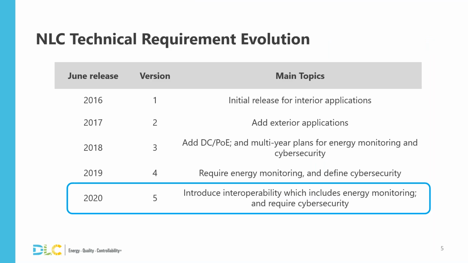This table summarizes the evolution of the network lighting controls technical requirement since the NLC QPL launched in 2016. Back in 2018, we started multi-year plans for energy monitoring and cybersecurity. Now in 2020, those plans are continuing to evolve. The energy monitoring plan has now been incorporated into a broader plan for interoperability.